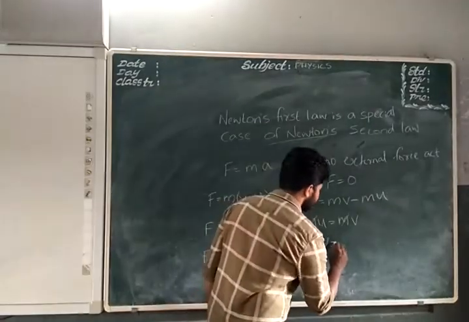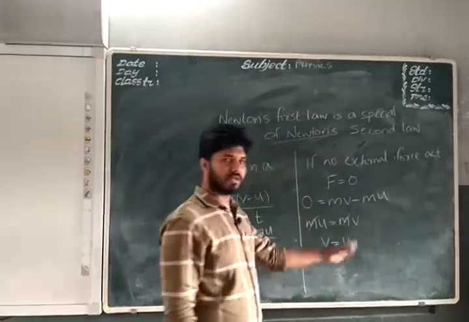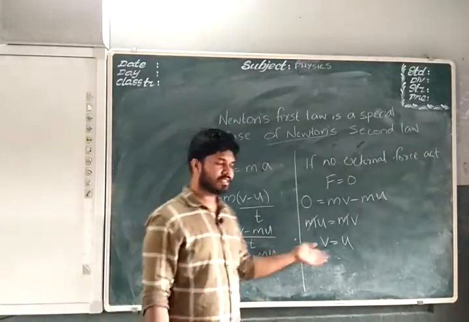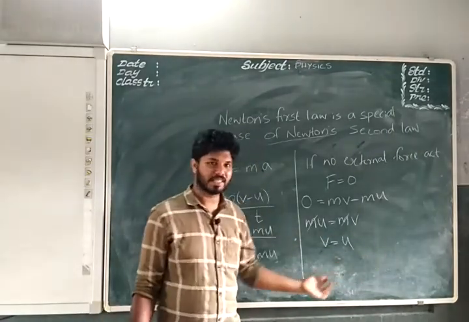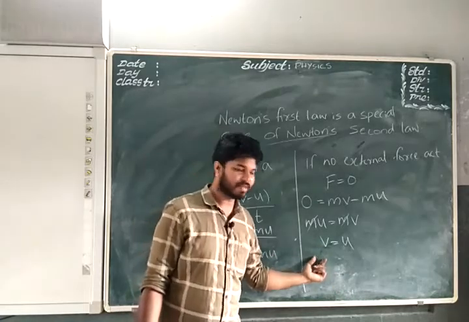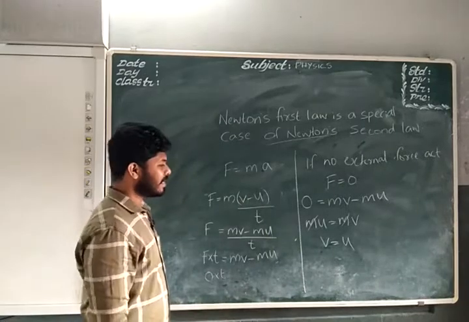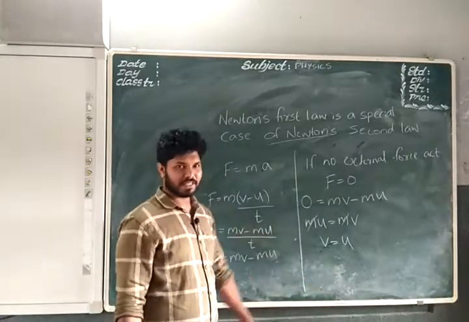Or we can write it as v is equal to u. That is, final velocity is equal to initial velocity. V stands for final velocity and u stands for initial velocity, isn't it? Final velocity is equal to initial velocity.